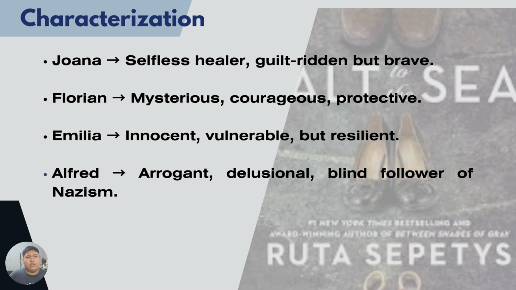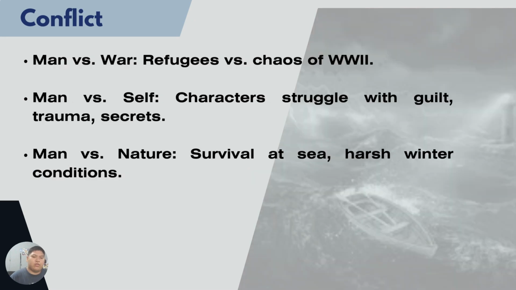Characterization. Joanna is a selfless healer. She tabangan si Emilia o anak. Then guilt-ridden siya, or brave. Florian, mysterious, courageous, protective. He did everything para makasakay sila sa barko. Emilia is an innocent kay bata siya. And Alfred is arrogant and a blind follower of the Nazism. So, kaya Nazi siya mga kind of arrogant siya. Dapat siya on top of the world.